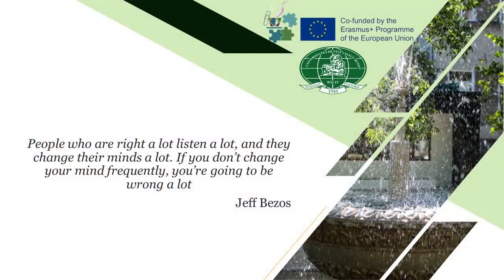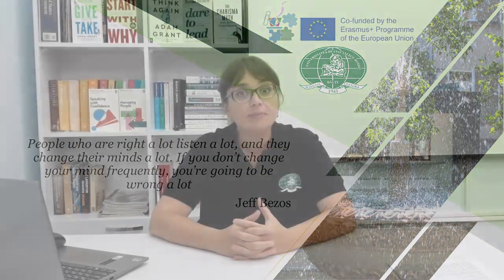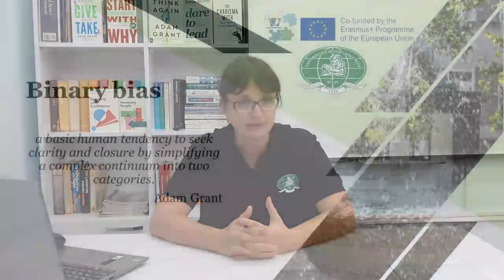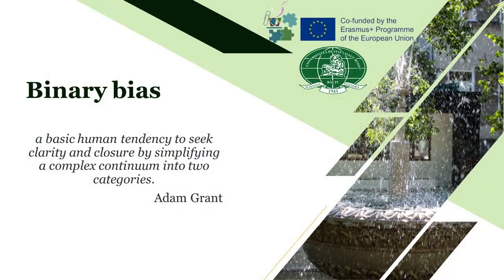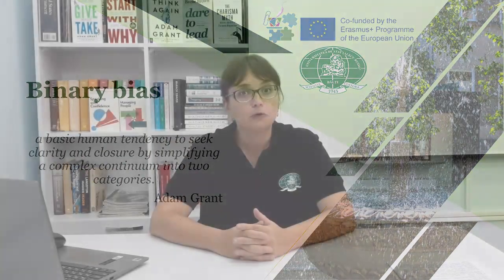Jeff Bezos is quoted to have said, "People who are right a lot listen a lot, and they change their minds a lot. If you don't change your mind frequently, you're going to be wrong a lot." Another benefit of the scientist mindset is that it helps avoid the pitfalls of binary bias, a basic human tendency to seek clarity and closure by simplifying a complex continuum into two categories. Unfortunately, people's tendency to look for simple explanations does not mean they thought the issue through. What the scientist mindset enables them to do is to complexify. This will spur rethinking cycles.